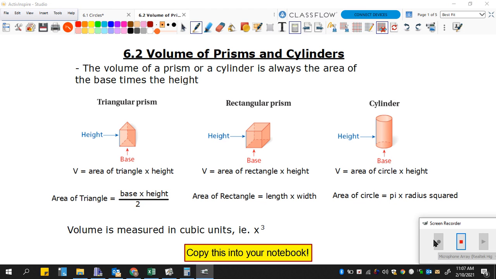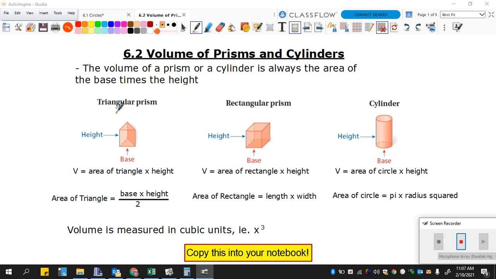All right, in this lesson, we're going to be talking about the volume of prisms and cylinders. Volume is simply how much a particular polyhedron can hold or can contain. And in general, you always find the volume by taking the area of the base times the height.